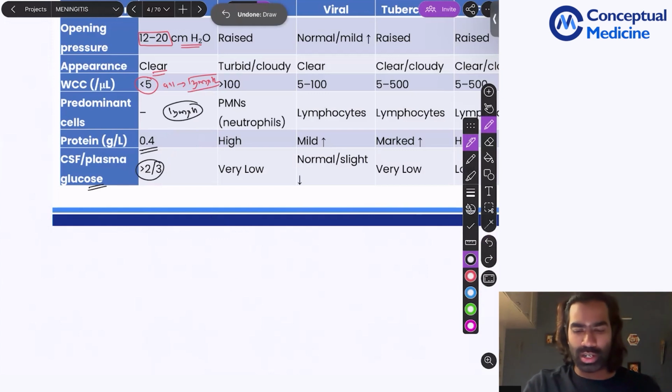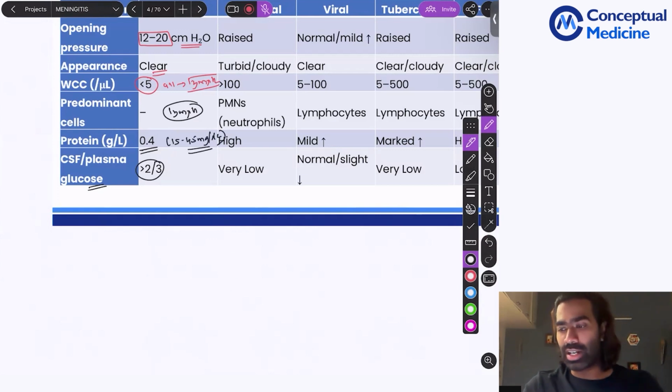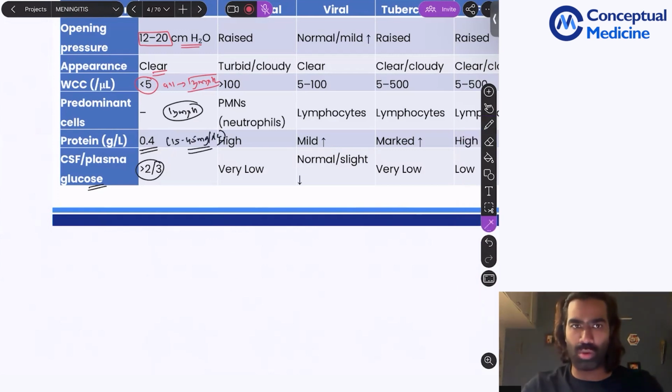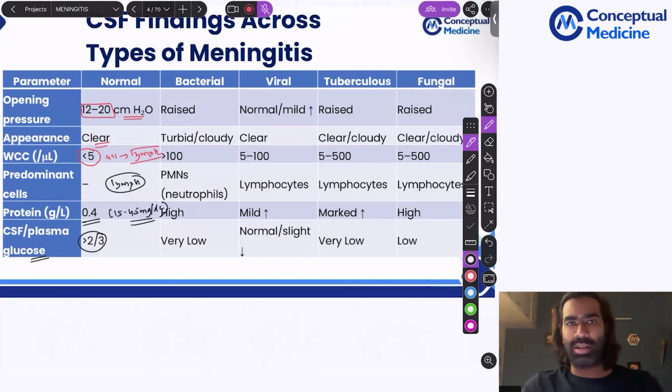When it comes to protein, if you want to know the number, it's 15 to 45 milligrams per deciliter. I told you it's around 40 milligrams per deciliter, but 15 to 45 is considered to be normal when it comes to protein. So what are the features of bacterial meningitis?